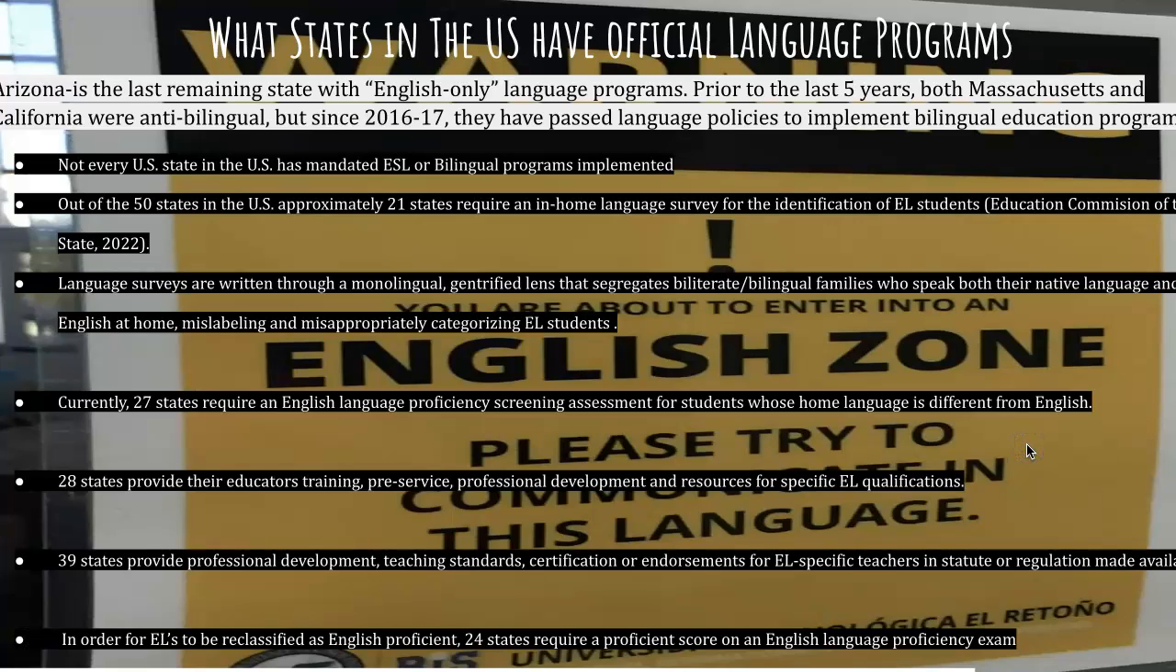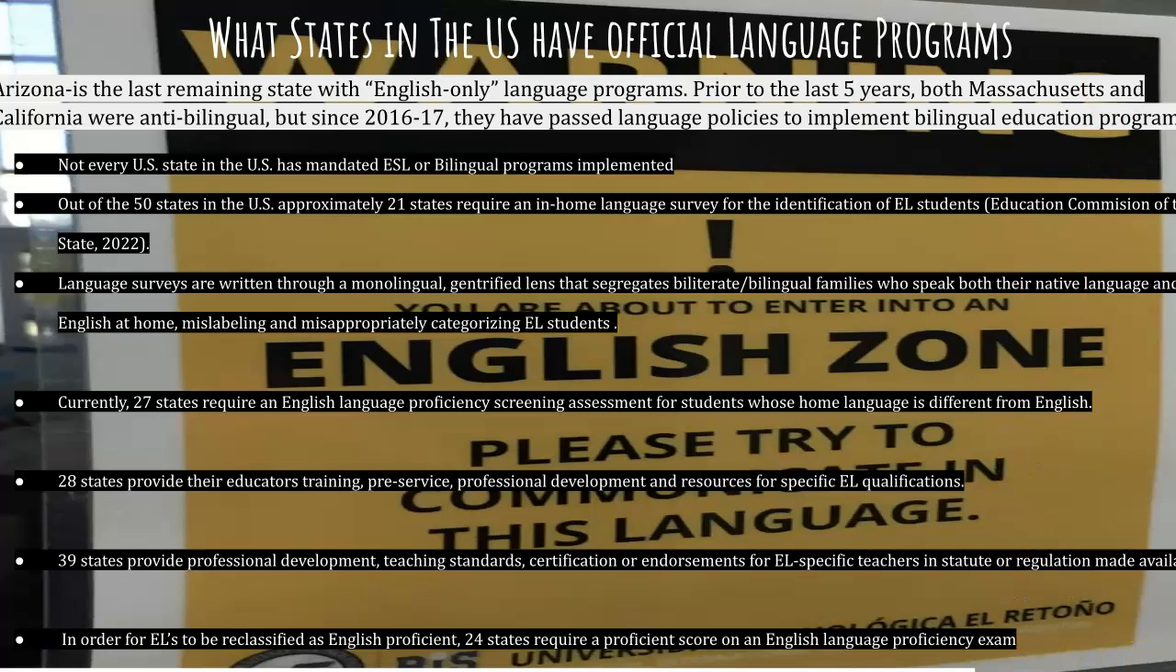Now, I am not going to be able to go through all of these statistics, but my question was, what states in the US have official language programs? Arizona, where I live and teach, is the last remaining state with an English-only language program. Prior to the last 5-6 years, both Massachusetts and California were anti-bilingual, but since 2016-17, they passed language policies to implement bilingual education programs. So basically, not every state in the US has mandated ESL or bilingual programs.